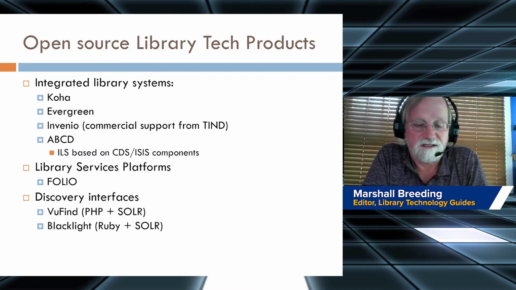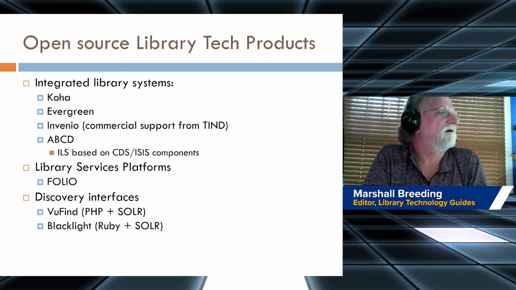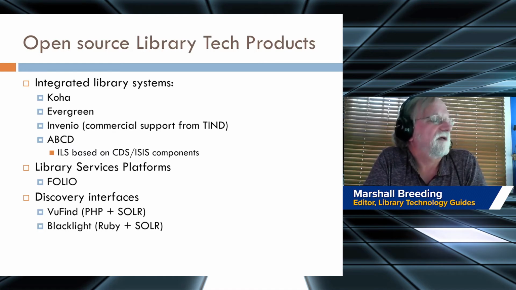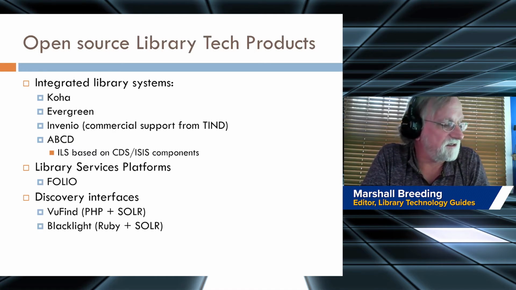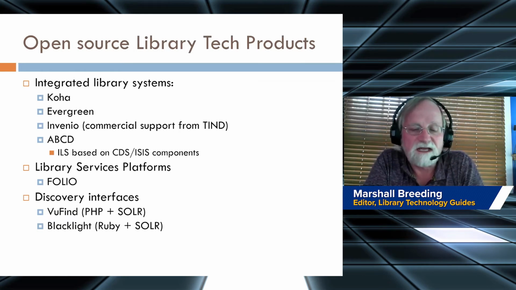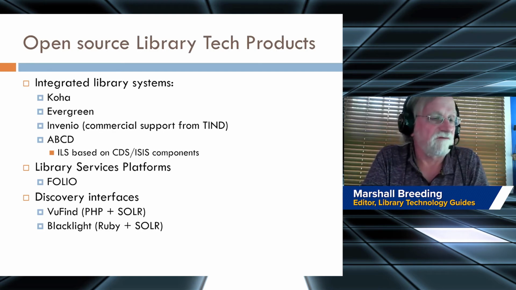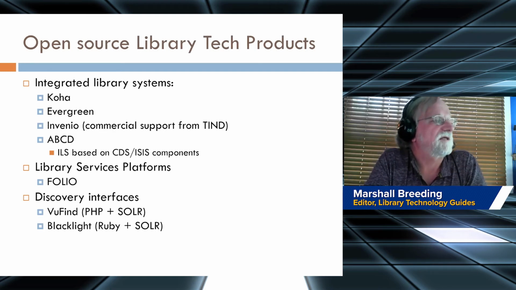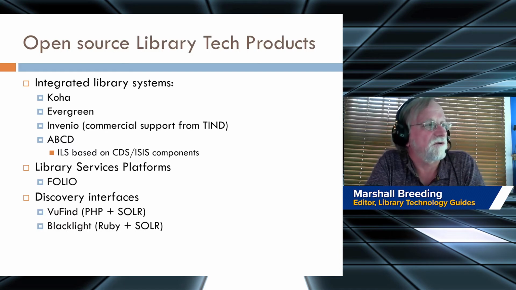Invenio is a piece of open source software that was developed in Switzerland by CERN, the folks who work with the scientific community. It is distributed in the US and internationally commercialized by an organization called TIND. It has a pretty good handful of users in the US, and I'm looking to see how that system goes going forward.